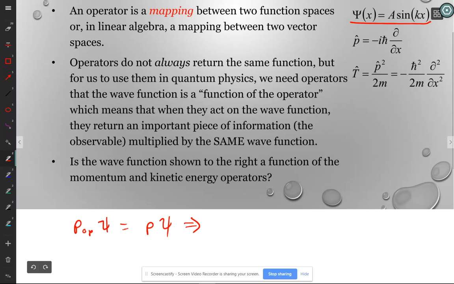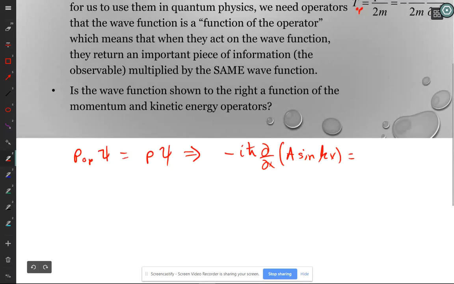So let's translate that. My P operator, here I forgot, I went through and tried to change these, but I did not notice that I had the little hats there. Those are the operators. So putting the P operator, I would have minus i h bar d/dx acting on a sine kx equals, and we just calculate that.